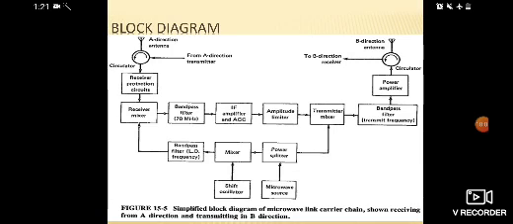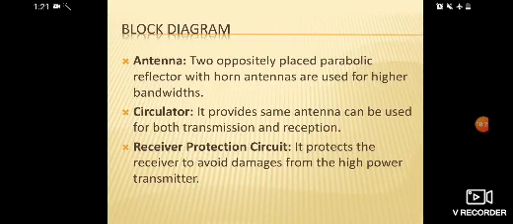Sometimes the microwave link can be called a microwave repeater section. Why? Because it will be connecting the two repeaters. That's why it is called a microwave repeater section. Okay, this is the block diagram of the microwave link. So shall we have a look at this?